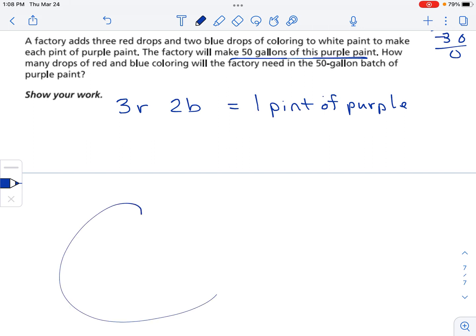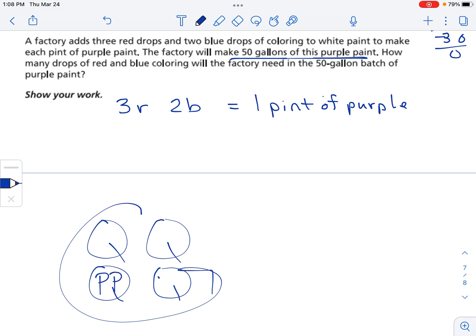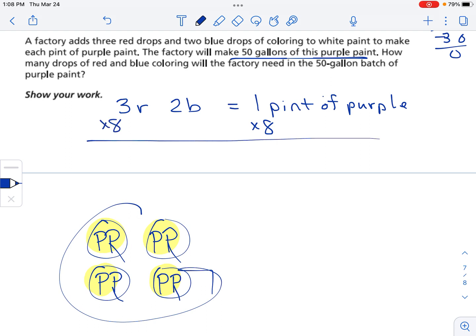All right, I'm going to go back to our large G. Land of gallon, there are 4 queens. Each queen has 2 princes, or a prince and a princess, or 2 princesses. Okay, so let's figure out how many pints are in a gallon here. 2, 4, 6, 8. So if we multiply this by 8 and the number of drops by 8, that's going to be the amount of drops in 1 gallon. All right, so this would be 24 of red and 16 blue.